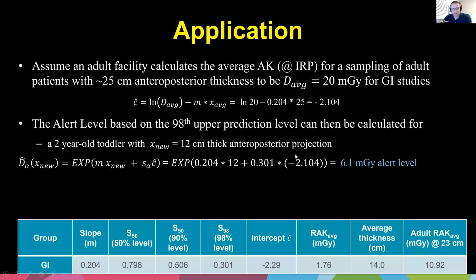And then that C hat, remember, this is your data. You know your data for this 25 centimeter thick adult. But what I really want to do is set my alert level for my kids, my pediatric patients. So I take that negative 2.104 scaling factor, plug it all in, do the math, and it comes up with a 6.1 milligray alert level. So for a GI study, only 1% of the patients will typically pass this level.